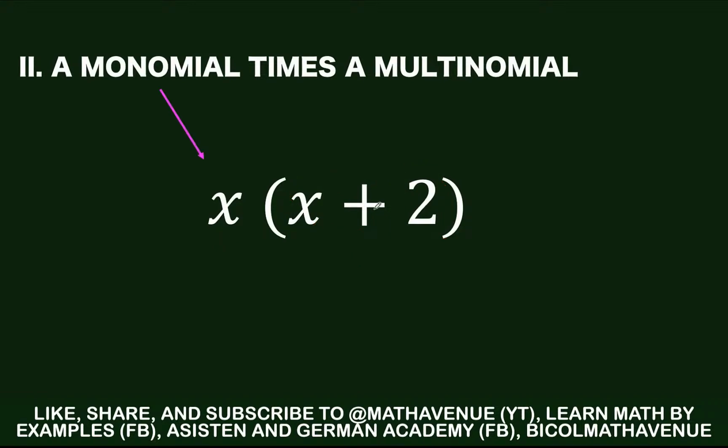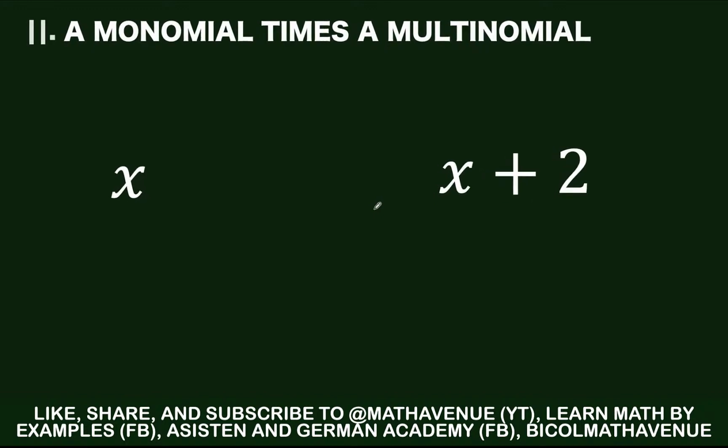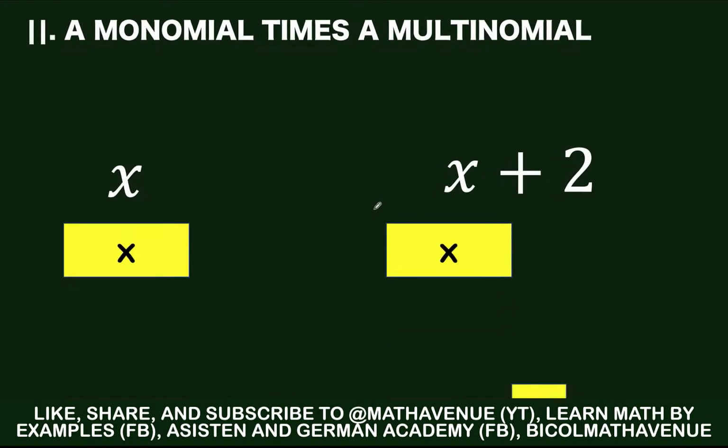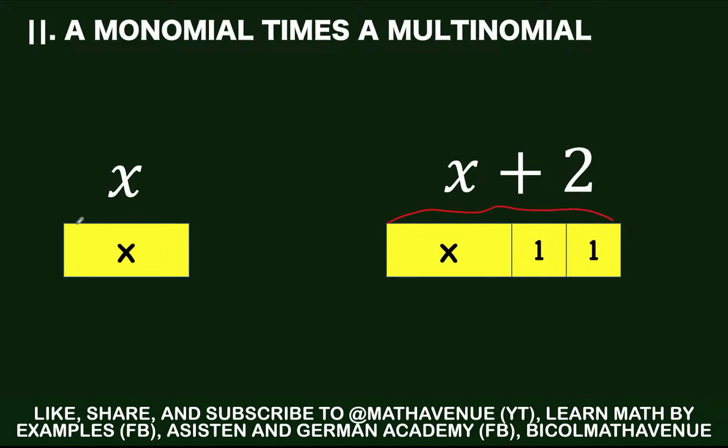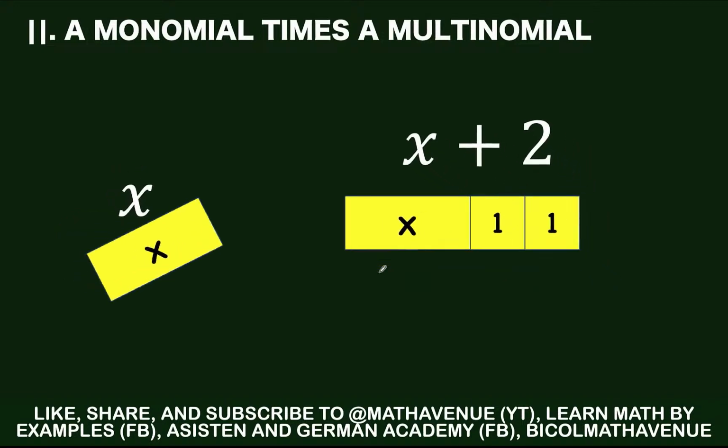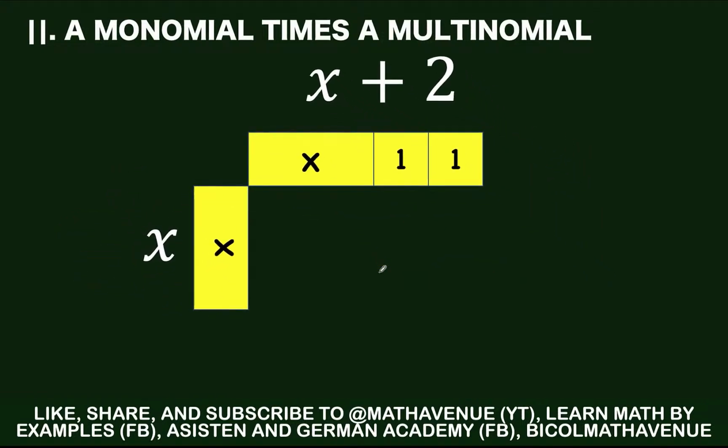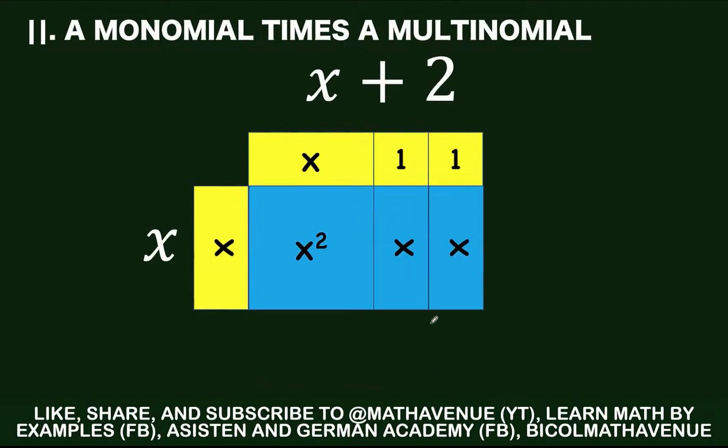So let's visualize this now. x is visualized like this, and x plus 2 would be an x and 2 units. So this length is the x plus 2 and this length is the x. And this is now how we multiply x times x plus 2. We form here a rectangle and cover that area with our other manipulatives. So you have here x squared, you have here x, and you have here x.